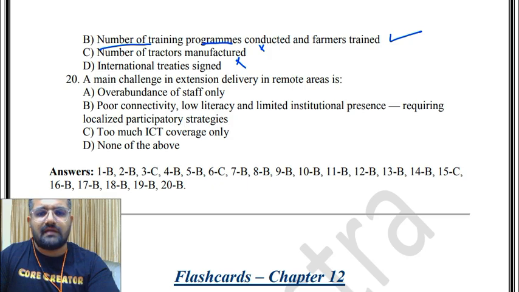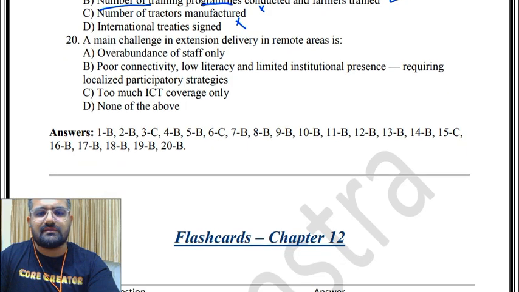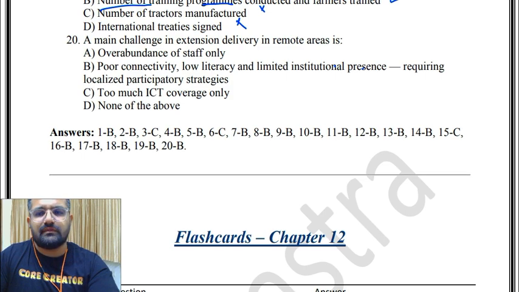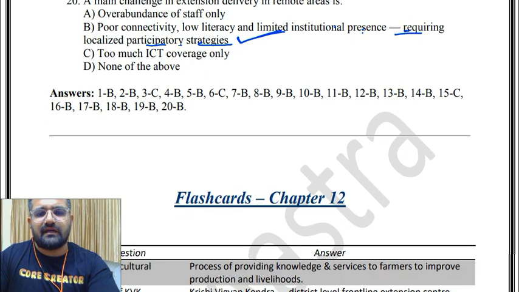A main challenge in extension delivery in remote areas is: overabundance of staff only, poor connectivity, low literacy and limited institutional presence, requiring localized participatory strategies, too much ICT coverage only, none of the above. So the answer is poor connectivity, low literacy, and limited institutional presence, requiring localized participatory strategies.